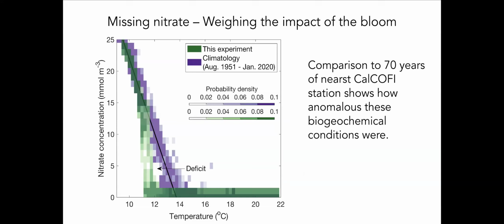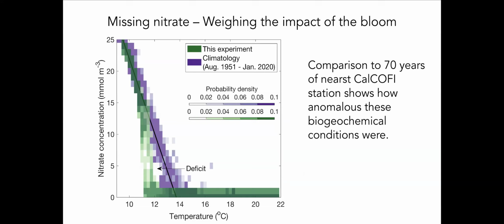But I wanted to really emphasize this is an incredibly effective way of changing the biogeochemical properties of the coastal ocean that will affect the entire ecosystem. So this is a plot here. I'm just showing the concentration of nitrate as a function of the temperature of the water.